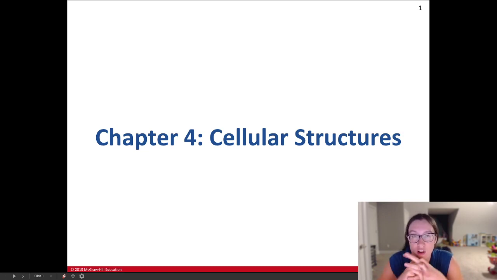This lab is cell structures, and next lab is going to be mitosis. So we'll have 2 labs for chapter 4. Labs are usually a little bit ahead of lecture, so I guess we are starting out ahead.